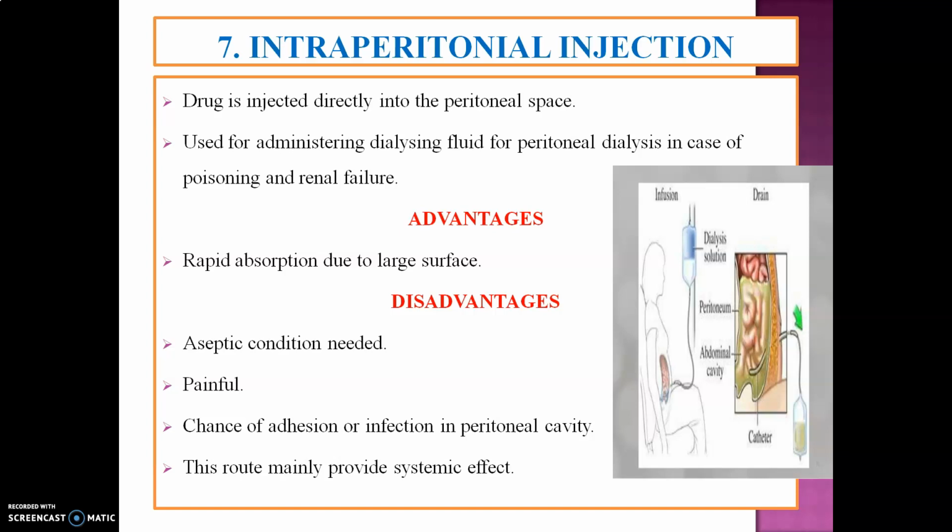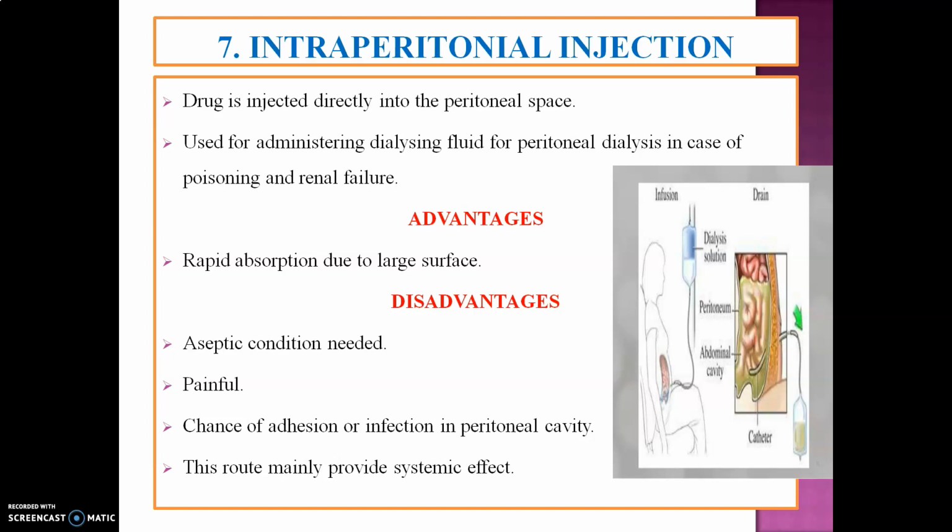So there are some advantages, because the peritoneal layer is a large layer present in your abdomen, and that's why rapid absorption is there because of the large surface. Rapid absorption is possible because a large surface area is available for the drug.